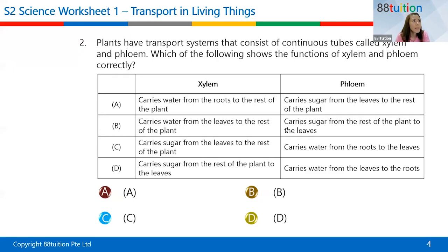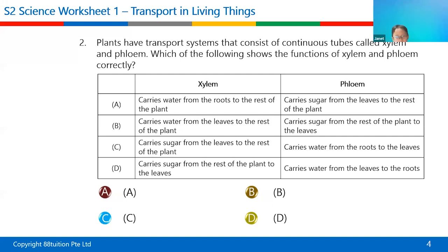Now, question 2. Plants have transport systems that consist of continuous tubes called xylem and phloem. Which of the following shows the functions of xylem and phloem correctly? In primary school, you know the terms xylem and phloem. However, they are also known as certain tubes in primary school. Do you all still remember the terms?